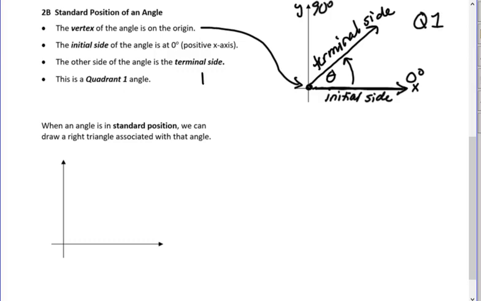We also have the other 4 quadrants here. We have quadrant 1, quadrant 2, quadrant 3, and quadrant 4. And we're going to draw angles in other quadrants in just a minute.